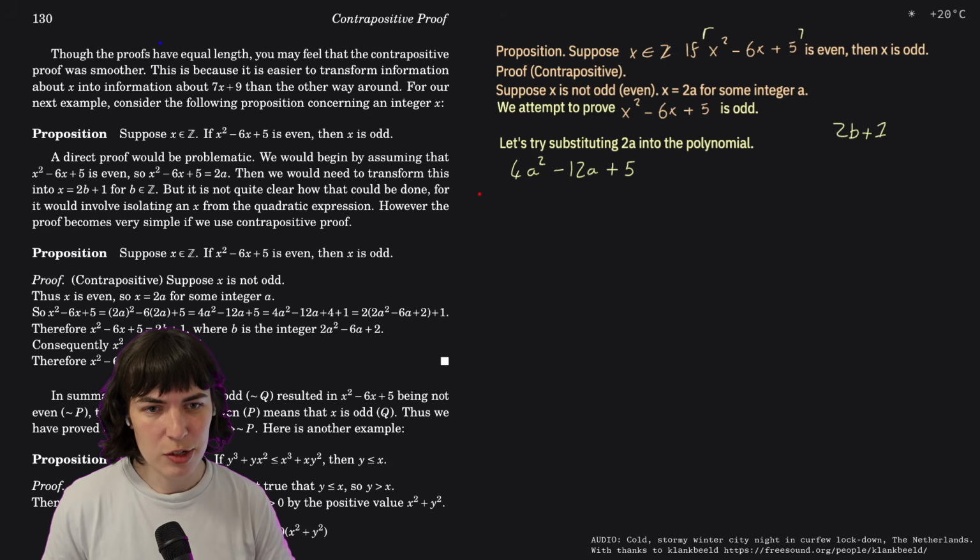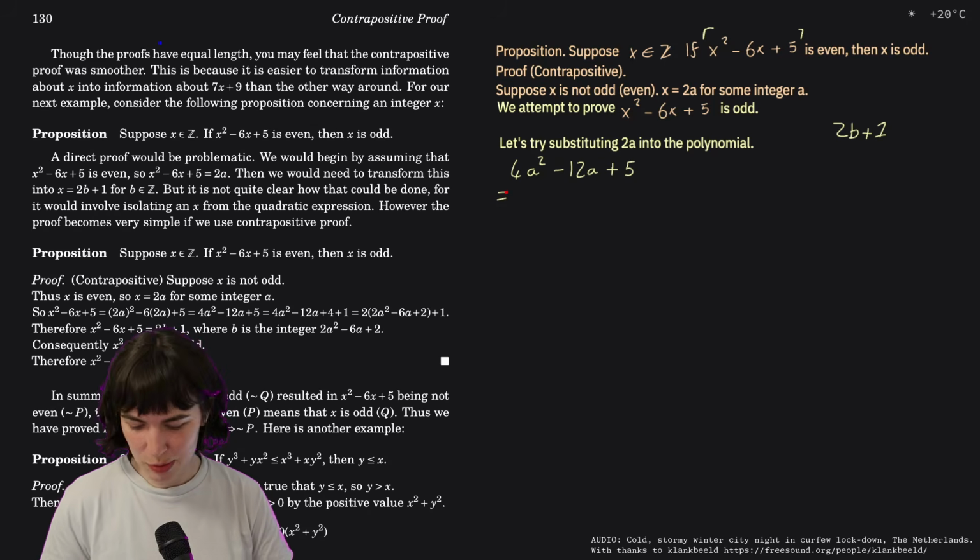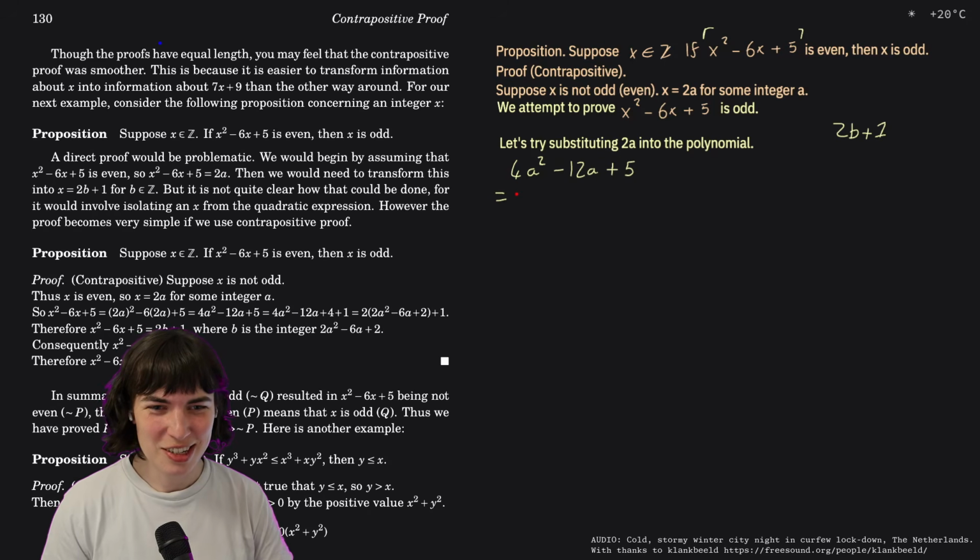And then we can do... perfect jargon use. Wait, what jargon did I use? What did I say? Say it, tell me so I can say it again. Sound smarter. Smarter.